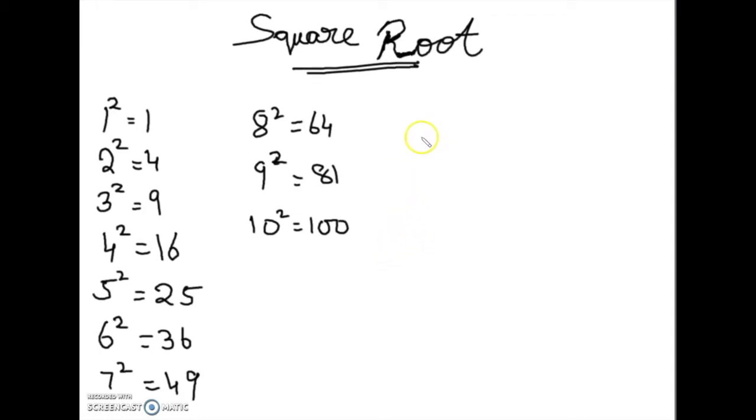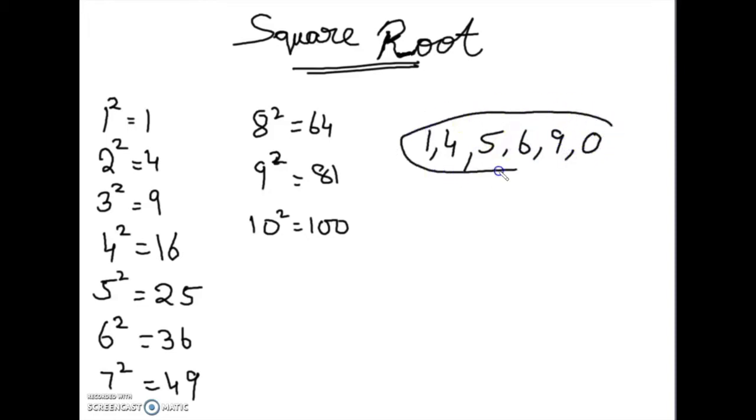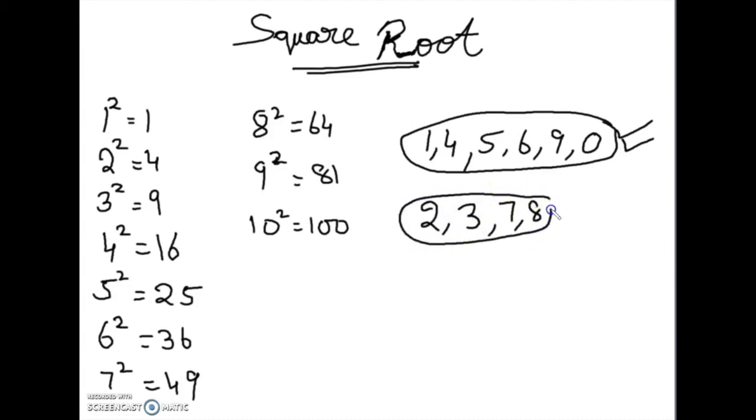Before getting into the square root, we should know one thing. The numbers ending with 1, 4, 5, 6, 9 and 0 are the perfect squares. So any number ending with these numbers is known as a perfect square, and we can easily find out the square root. And the numbers ending with 2, 3, 7 and 8 are non-perfect squares. If a number ends with these numbers, it is not a perfect square, so we cannot find out the square root.